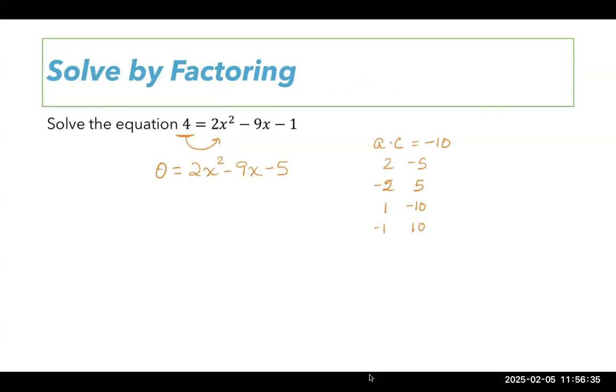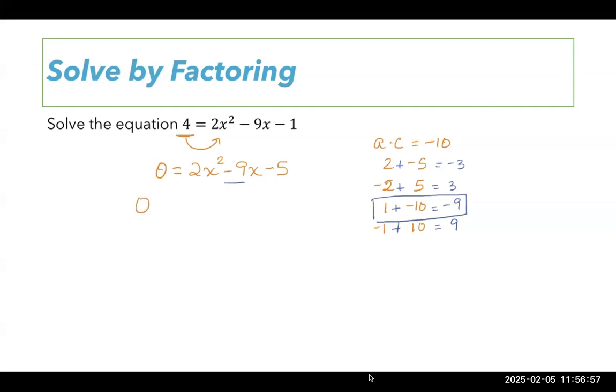And then I look at which of these are going to add up to my B value, which is a negative 9. So this is negative 3, this is positive 3, this is negative 9, this is positive 9. So this is the pair I want, and I'm going to use that pair to split my middle.